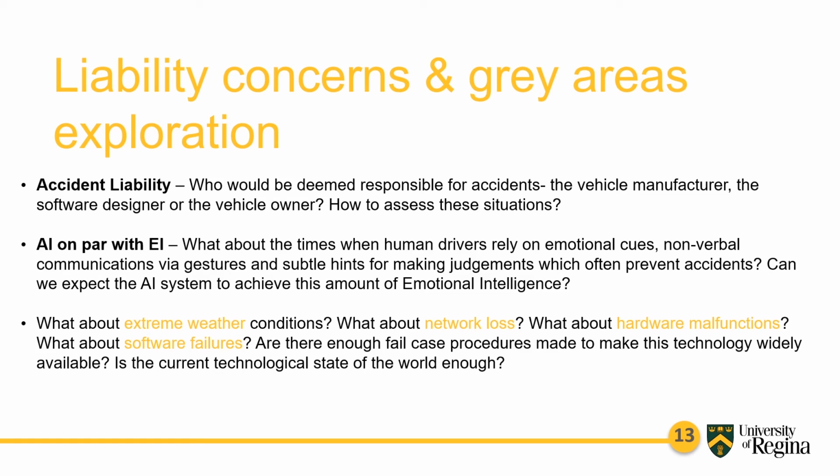Number two, is the artificial intelligence of our system on par with human emotional intelligence mechanisms? We know that as drivers, we exhibit various non-verbal gestures, emotional cues, and other subtle hints to and from fellow humans that allow for seamless judgment calls and prevent countless accidents. Is this scenario replicable with our AI? Can the system register those cues and hints that seem so minuscule but end up having life saving impacts in a matter of seconds that only humans can understand?